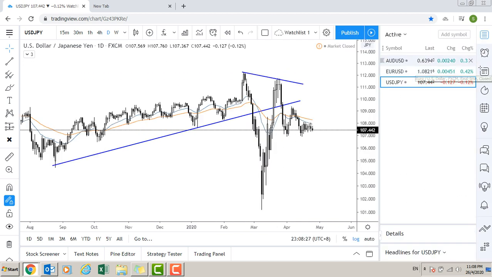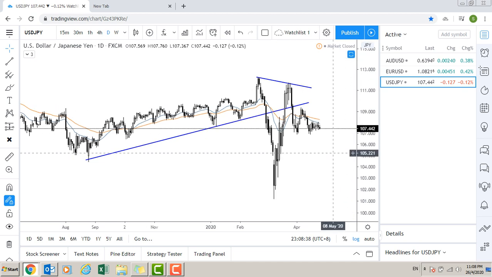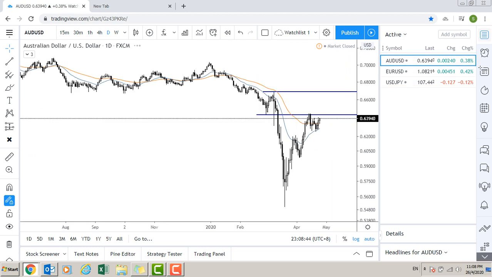Basically the three major pairs: AUDUSD, EURUSD, and USDJPY. What are the trends that I'm looking at? What are the directions that I'm biased to? And where are the areas that I'm interested in looking for signals? Okay, so let's start with AUDUSD.